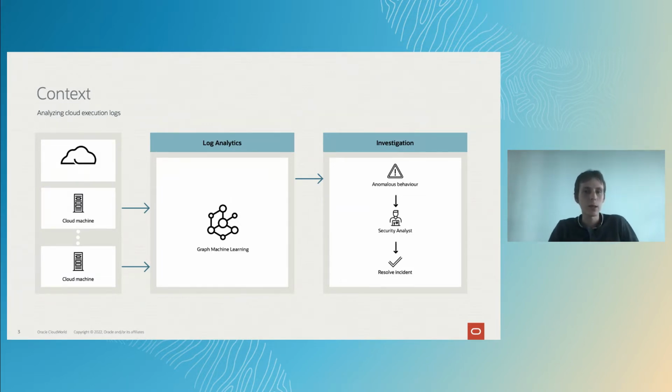We take all these logs and pass them through some kind of analytics stage. Here's where we're using graph machine learning in the background to detect anomalous behavior. Once we have this anomalous behavior, we move to the investigation step. We take what we've detected and pass it over to a security analyst who can then do something about it. They take a look at the anomalous behavior and say, okay, this is what we need to do to respond to the incident, and then they do it, and then we're done.